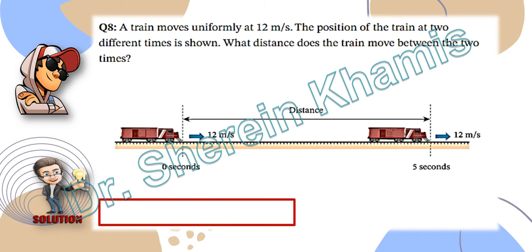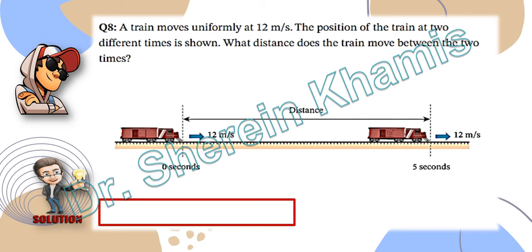Question 8 says that a train here moves uniformly. Uniformly means its speed is constant from the start point to the end point. Its speed is 12 meters per second. The position of the train at two different times is shown here. What distance does the train move between the two times?